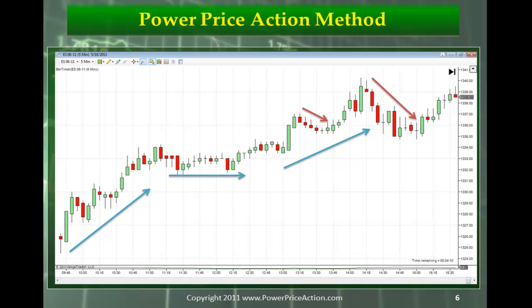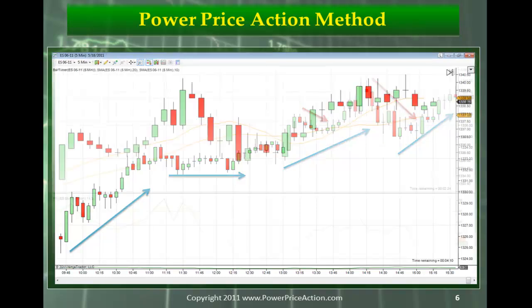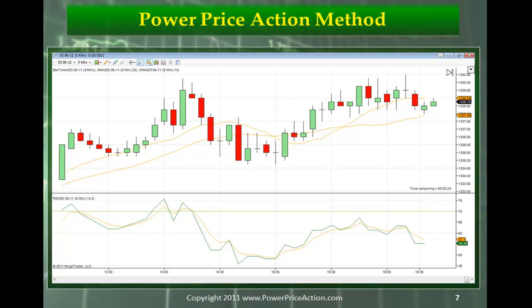But if you have indicators cluttering up your chart, this is really what it comes out to be. And there's the last up arrow there. I have here the 2 moving averages and an RSI. Doesn't matter if it's stochastic or MACD. You're going to get the same results on a consistent basis.